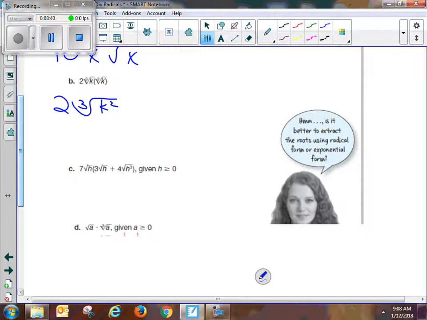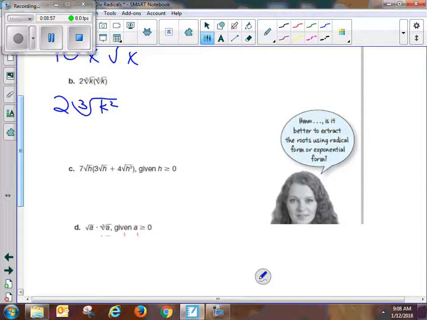You can't combine the values inside the radical because one of them is an h and one's an h cubed. So in order to add and subtract, the index has to be the same as well as the exponent, like the value inside, which is your radicand, that has to be the same as well. So that means we're going to do distributive. So let's distribute.